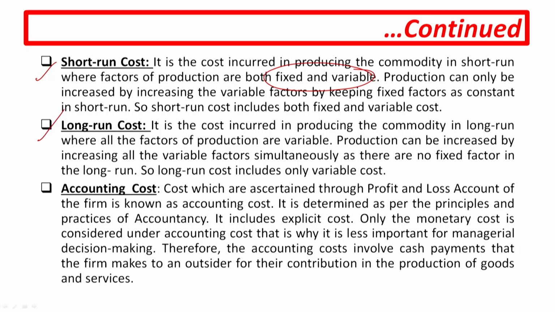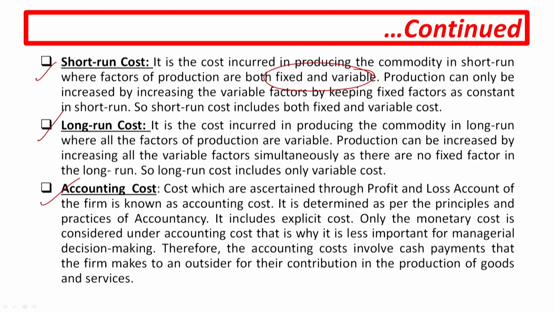Long run cost means the cost which belongs to the period of long run, where all the factors have been converted into variable factors and there is only one kind of factor, that means there will be only one kind of cost. So long run cost means variable cost.